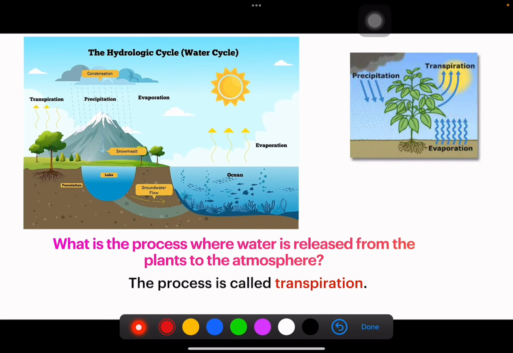The next is, what is the process where water is released from the plants to the atmosphere? The process is called transpiration. From this plant here, water is released to the atmosphere, and that is called transpiration.